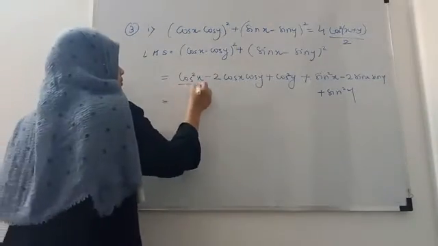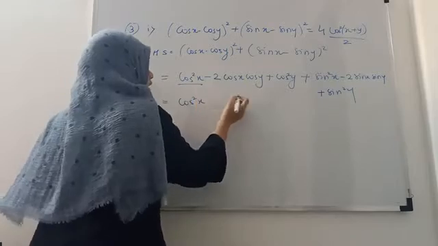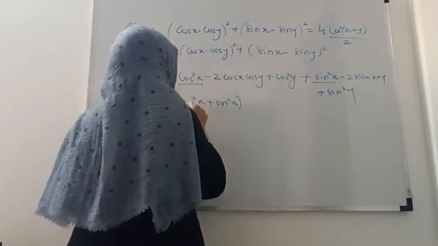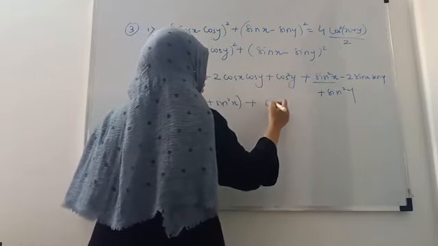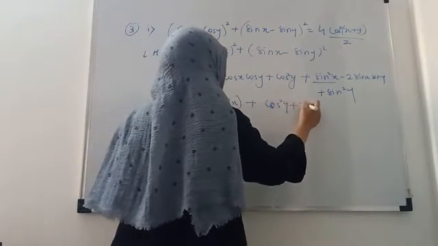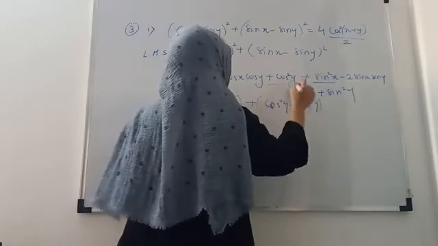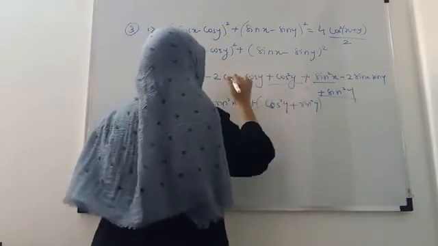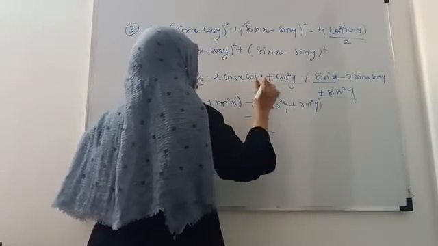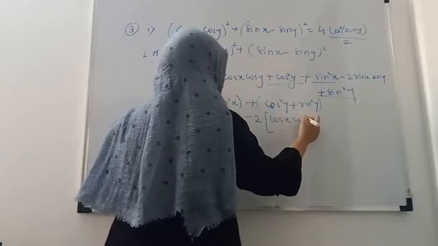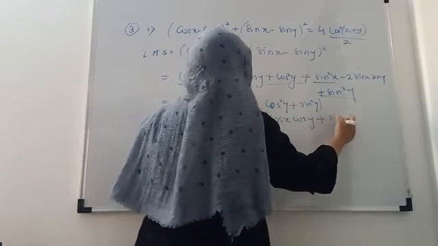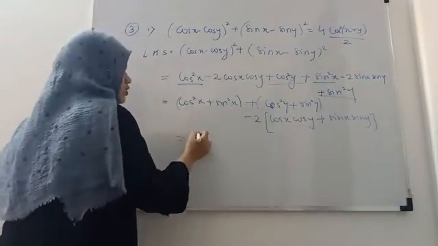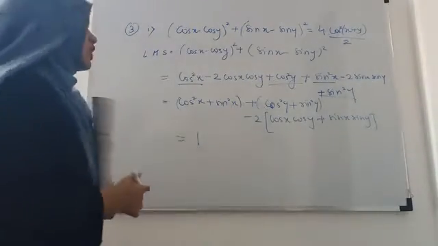So here it is cos square x plus sin square x. Now plus cos square y plus sin square y. Now the next terms are this and this. So from here take out minus 2 common. So here it is cos x cos y plus sin x sin y. Now the answer for this is equal to 1. Why? Cos square theta plus sin square theta is 1.